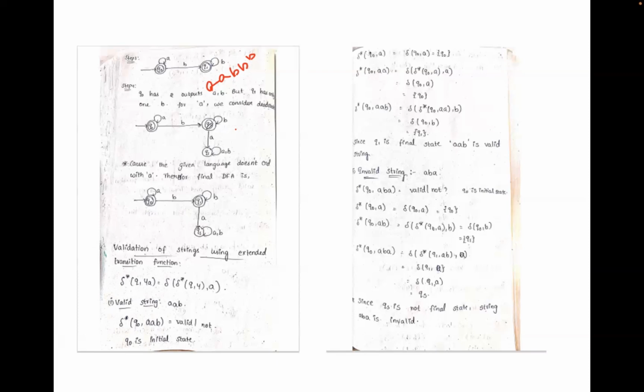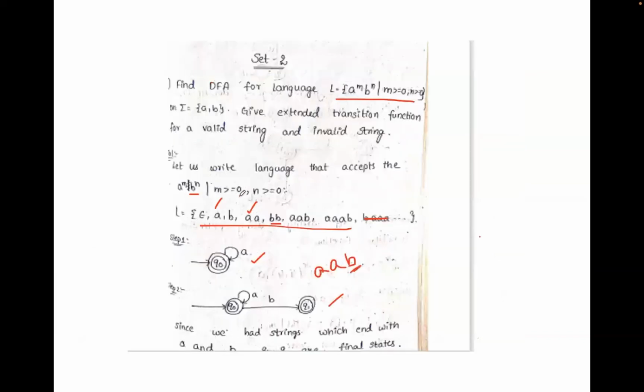For that reason, we take one state which is a dead state and move the A there. So all the strings that end with A will be rejected, and only the strings which end with B will be accepted by the automata. So this is the final DFA for the given language.